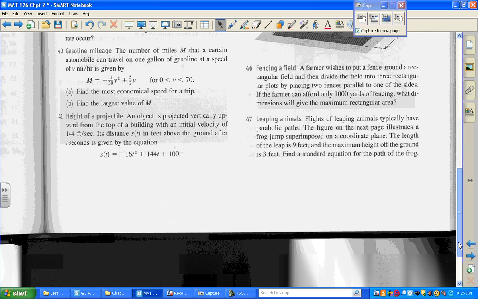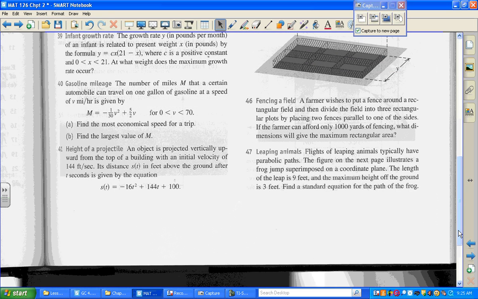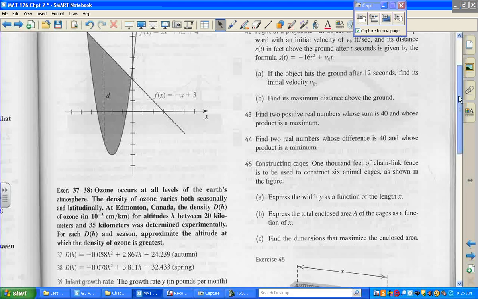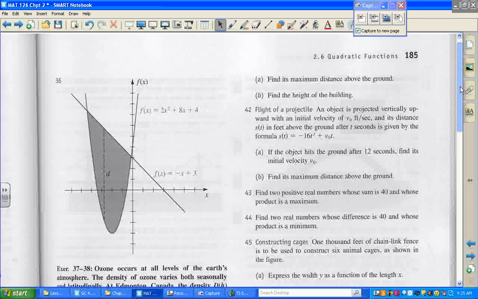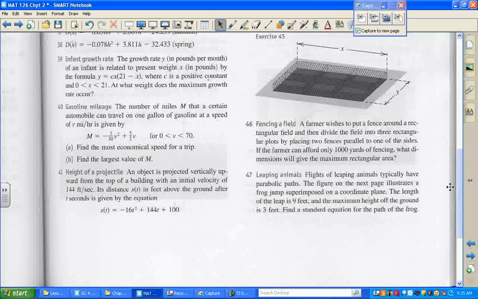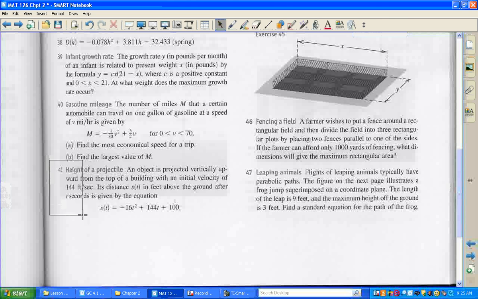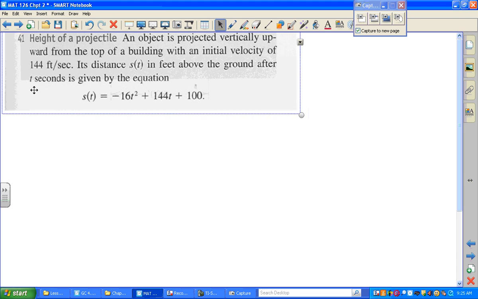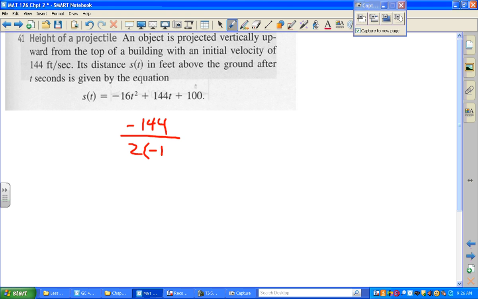Okay, 41. That's a calculus question. They're doing that today? Oh. They are. Find the maximum distance and the height of the building. Got it. 41. Well, they got the same equation. How do you find the maximum distance given this? Well, the opposite of b over 2a.